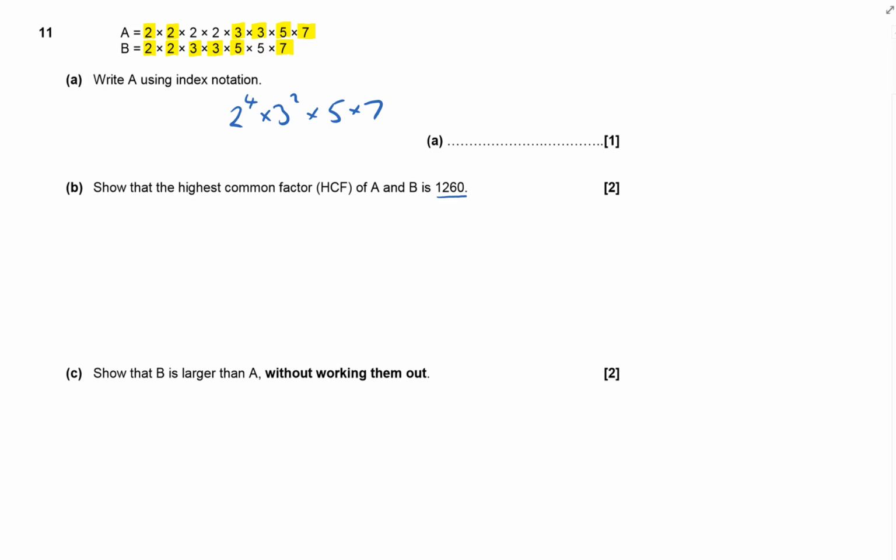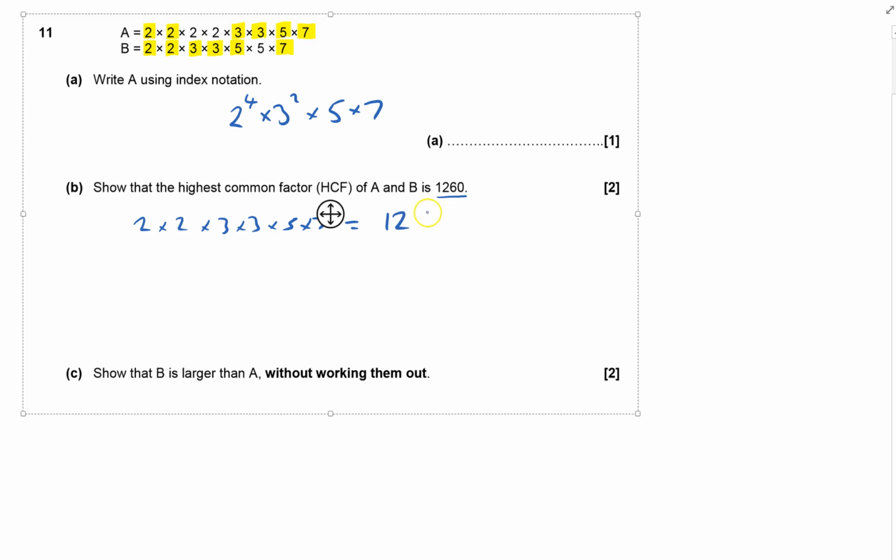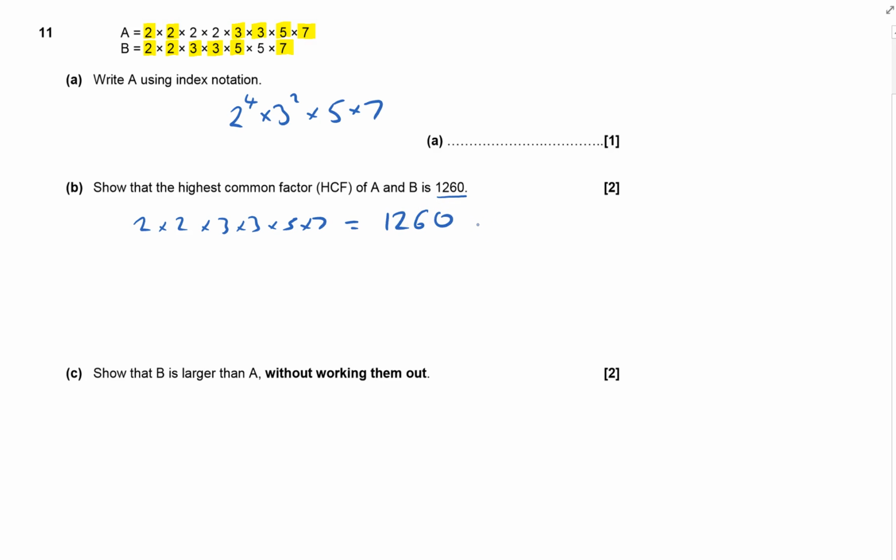So if I times all those together, then that number will go into both of them. And so I need to do 2 times 2 times 3 times 3 times 5 times 7, and lo and behold, on a calculator, that does equal 1260. So that's good. I've shown that.